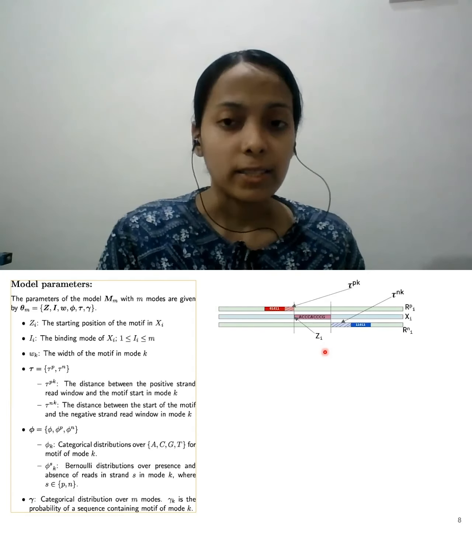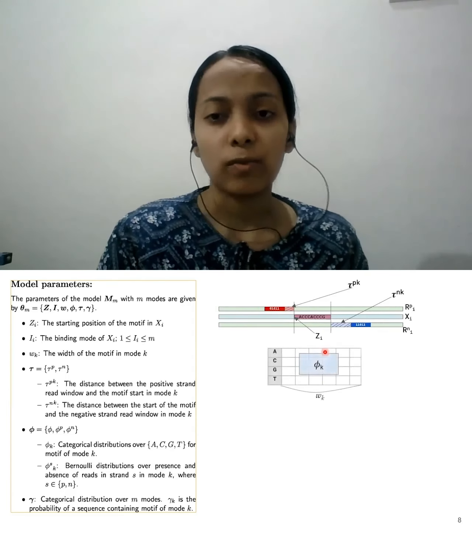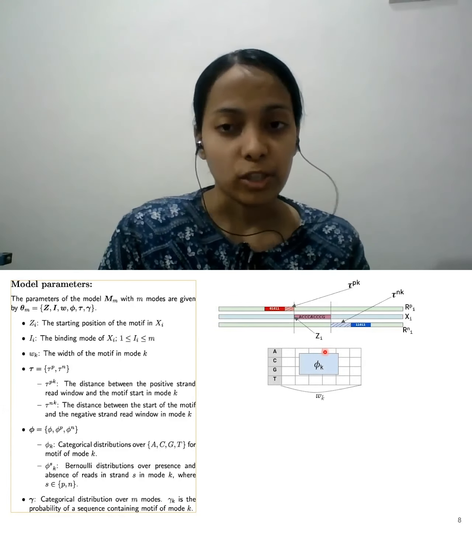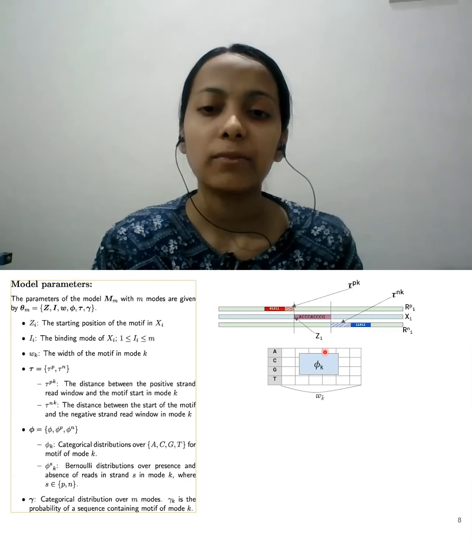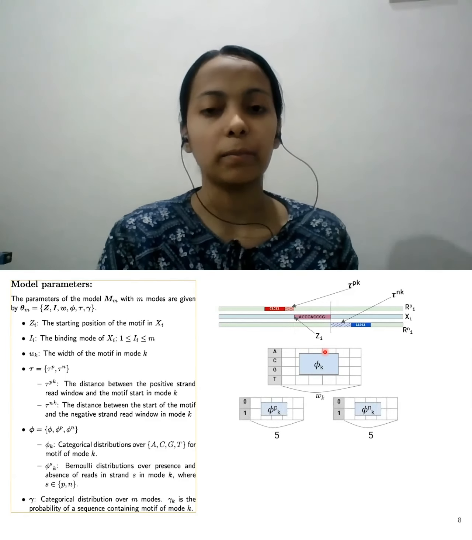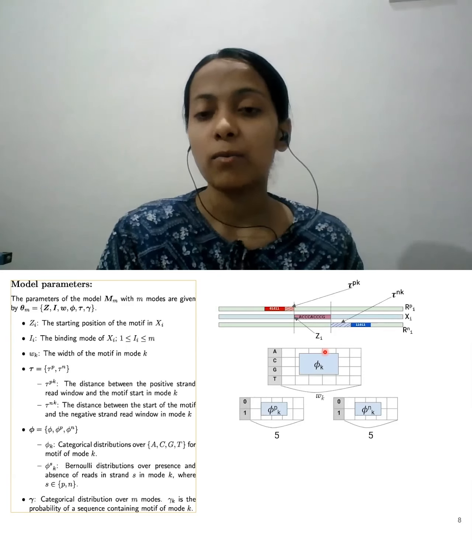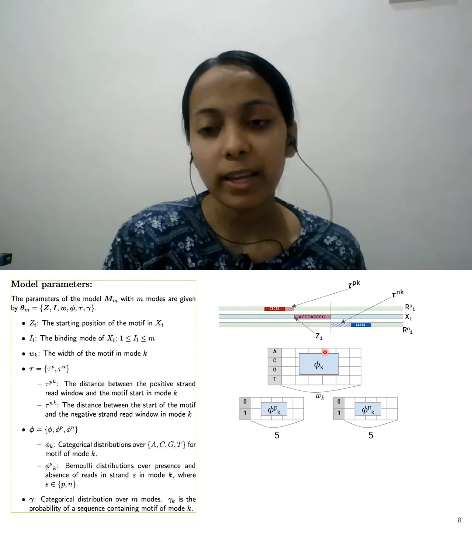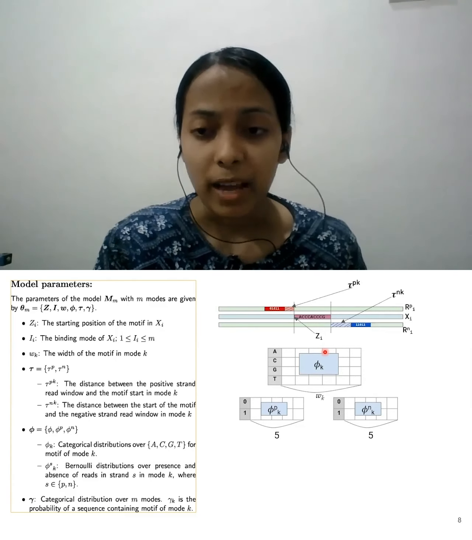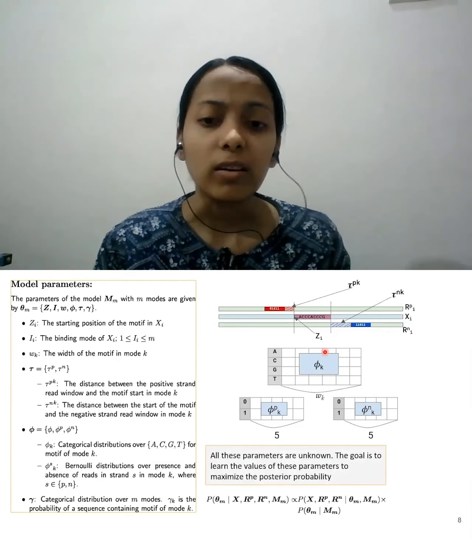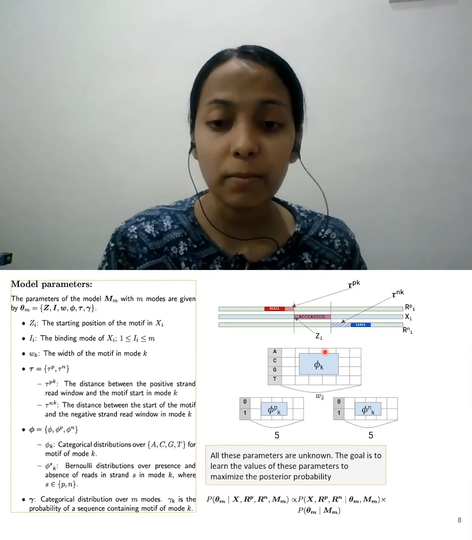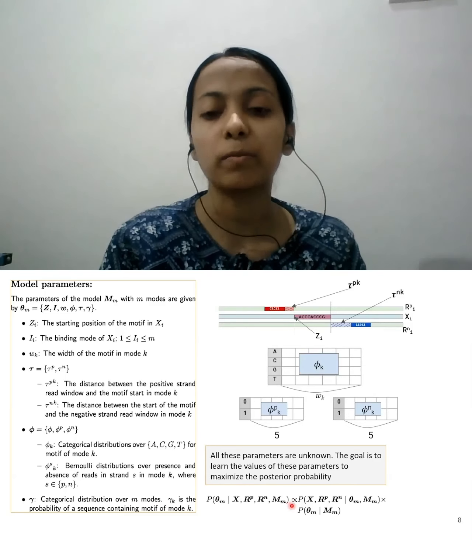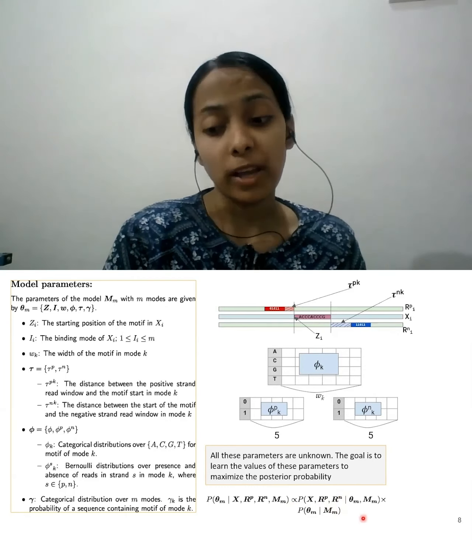Then we have these phi's. These phi's are the matrices. So phi k is the categorical distribution over ACGT at the motif position for mode k. And phi pk and phi nk would be the Bernoulli read distributions, which would indicate the presence or absence of read in the read windows for positive and negative strand. All these parameters are unknown, and the goal is to learn the values of these parameters to maximize the posterior probability. Down here we have the posterior, which is proportional to the likelihood times the prior.